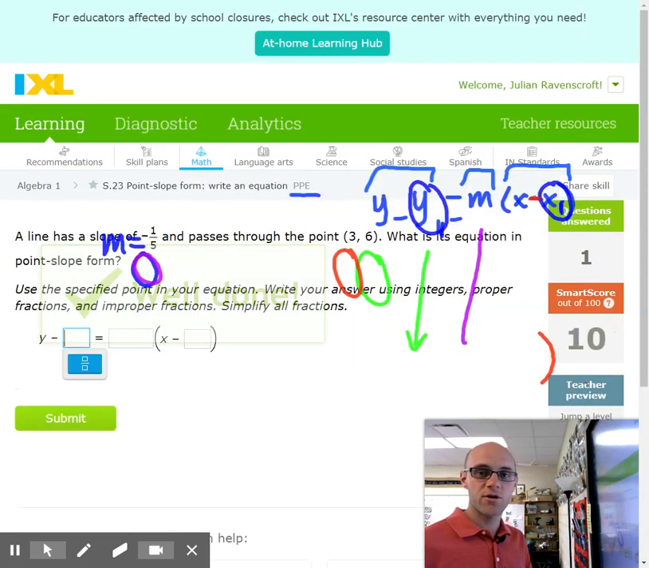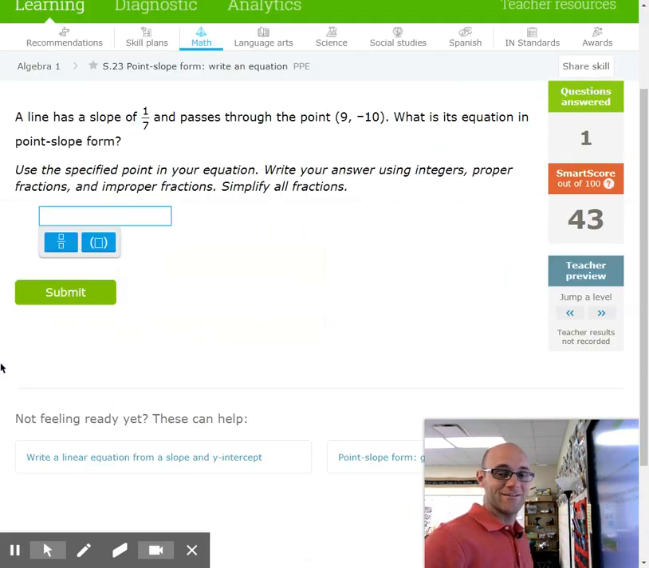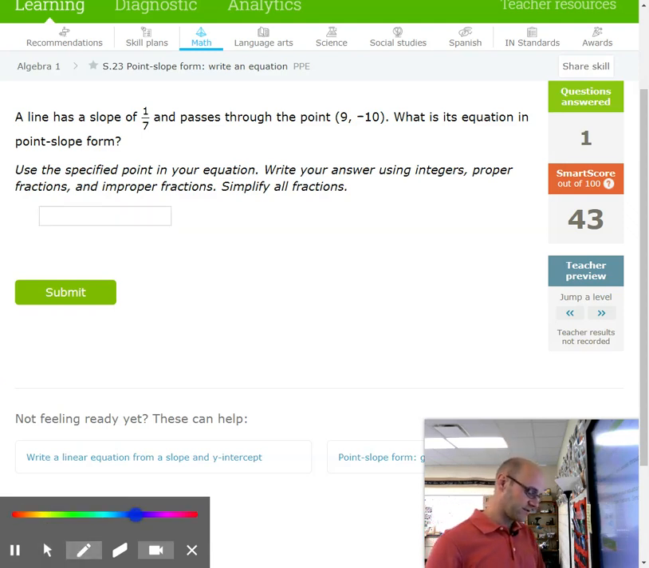Okay, let's go ahead and try another problem. Let's look for one a little bit harder. Okay, in this one, we're actually going to type the whole equation in, start to finish, and we don't have to just do certain boxes of it. So let's give this a shot.